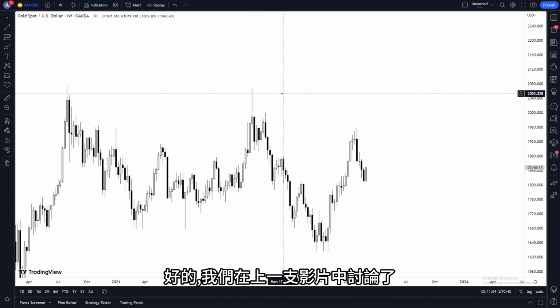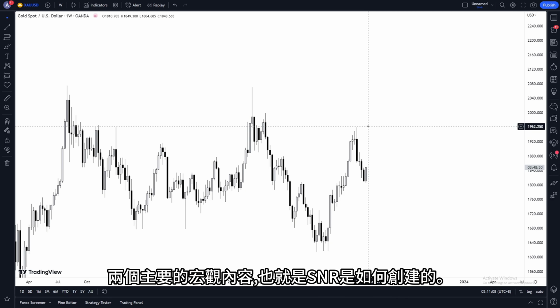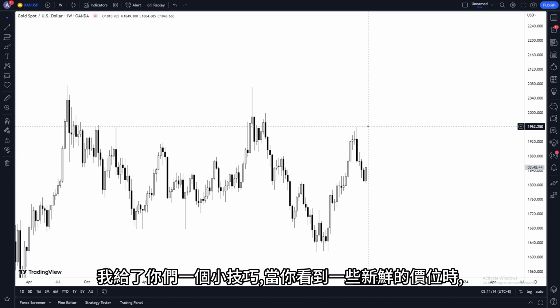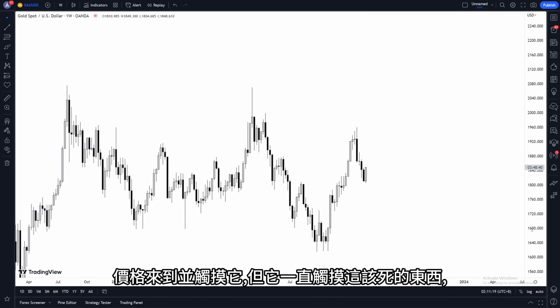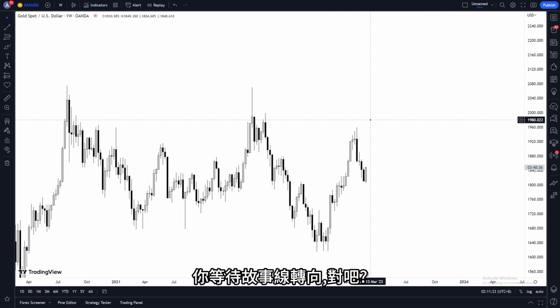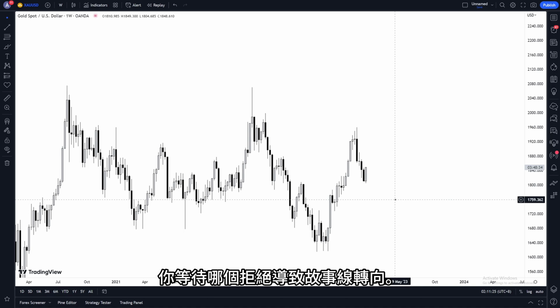Okay, we talked about in the previous video two main macro things, which is how SNR is created. We talked about the difference between fresh and tested levels. I gave you guys a little bit of a tip. When you see some of these levels that were fresh, price comes and touches it, but then it keeps on touching the damn thing, like this one over here. What do you do? You wait for the storyline to turn, right? You wait for which rejection causes the storyline turn.